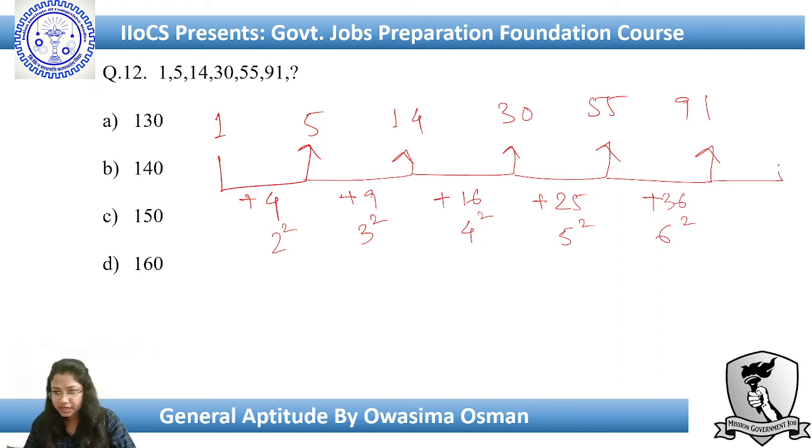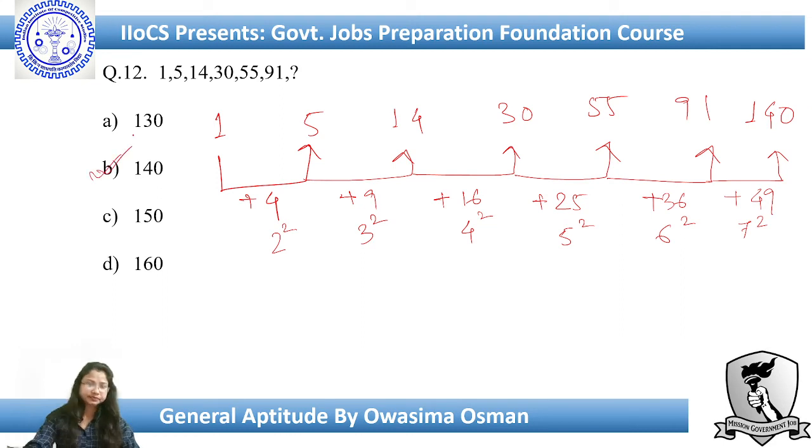So our next term will be with the addition of the next consecutive number, and that will be 7 square. 7 square means 49. So if we add 91 plus 49 we will get 140. So our answer will be option B.